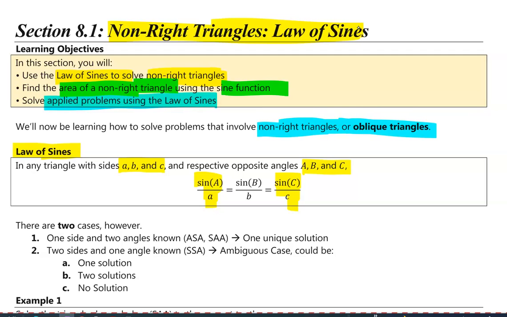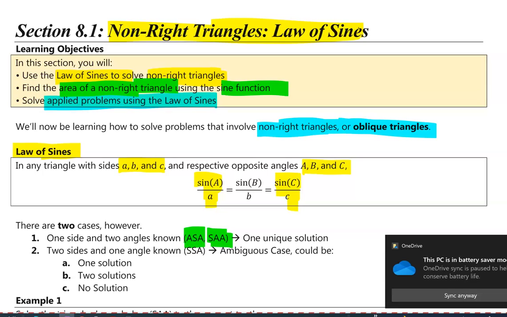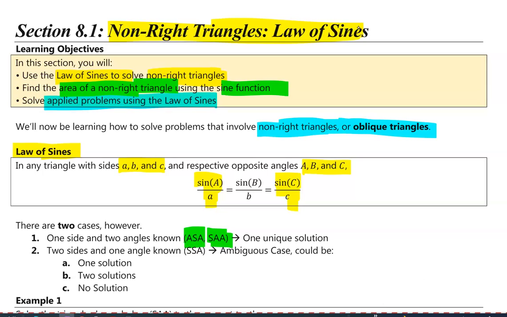So there are two cases. The first is one side and two angles known, which has one unique solution: angle side angle or side angle angle, ASA or SAA. The second is two sides and one angle known, SSA. We call it the ambiguous case. It could be one solution, two solutions, or no solution.